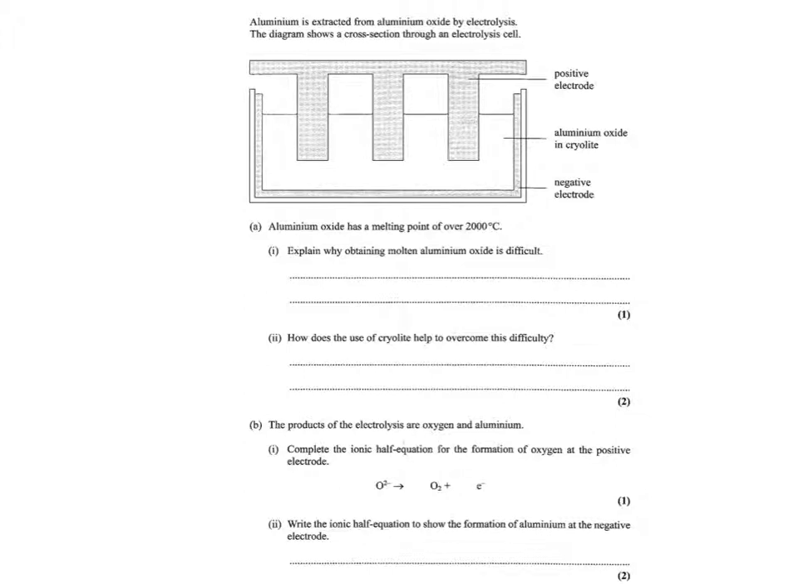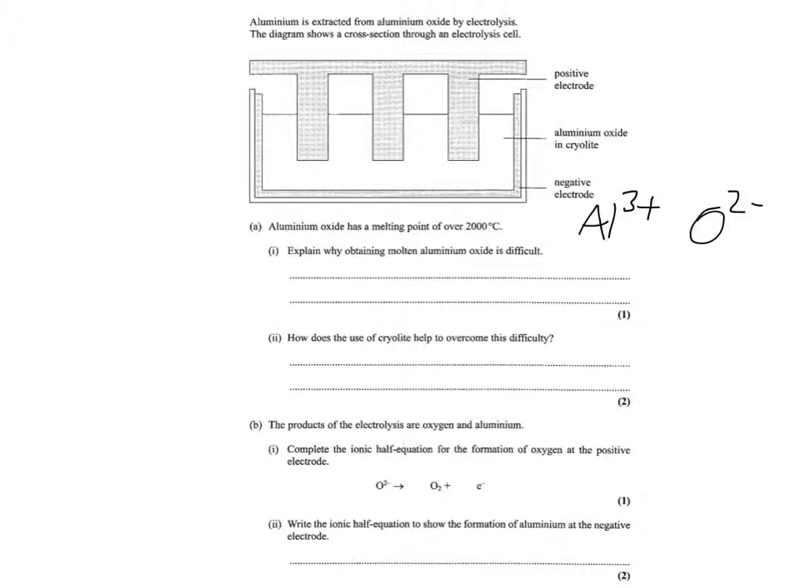Now the first problem with this process is the melting point of aluminium oxide, and the reason it's so high is because aluminium forms 3+ ions and oxide is 2-. Now you can imagine that in this giant ionic lattice there are incredibly strong attractions between the oppositely charged ions, because you've got 3+ and 2- ions. So those are quite big charges to deal with.